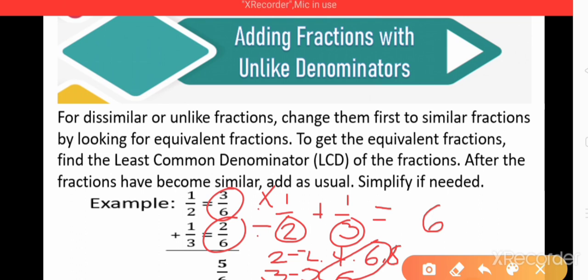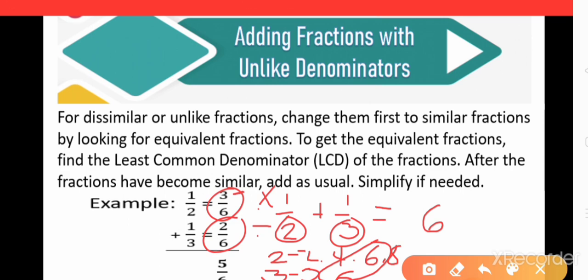So, 6 divided by 2 will give you 3. Times 1 will give you 3. Kaya 3 yung nasa numerator natin dito sa first fraction. Next, copy mo lang yung LCD. Kaya naging 3/6. Sa second fraction, we have 1/3.